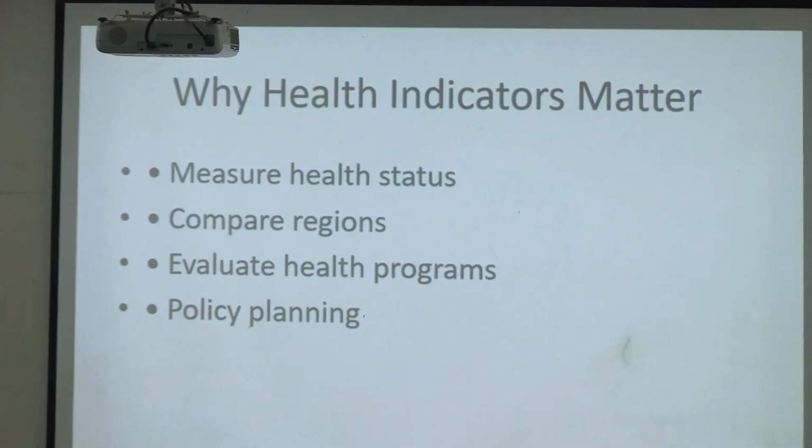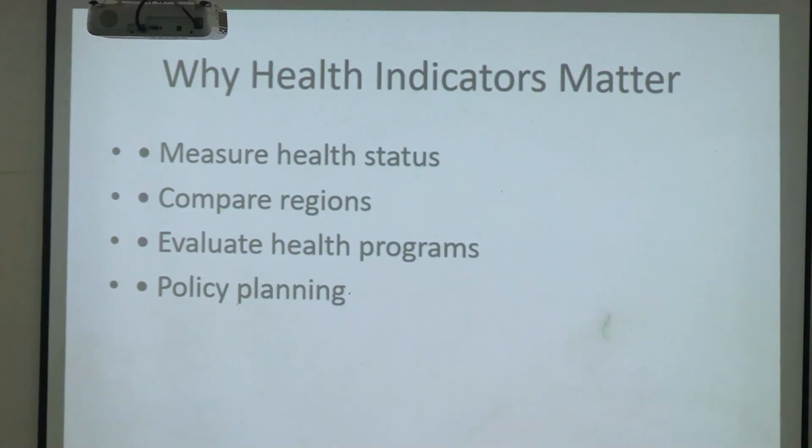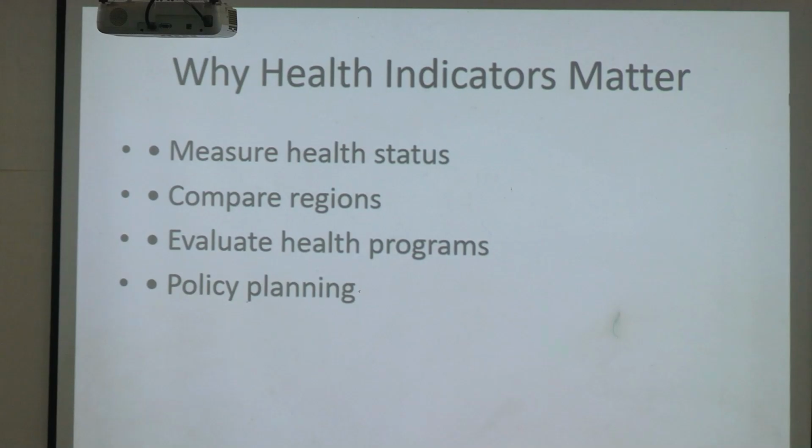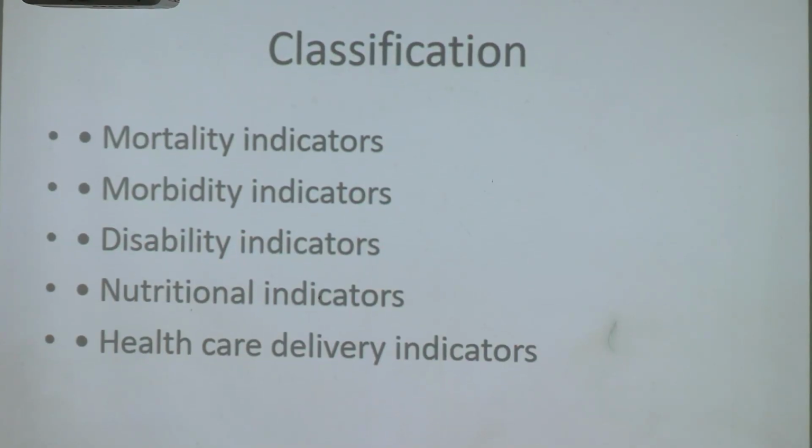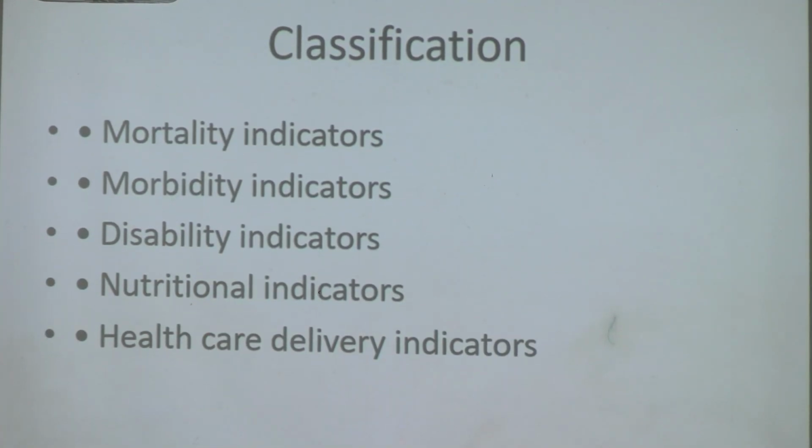Why do health indicators matter? It matters because health indicators measure the health status of the population, compare regions, evaluate health programs, and support policy planning. Indicators are variables that help measure changes in health status over time. So these are the health indicators that measure the health status of the population.